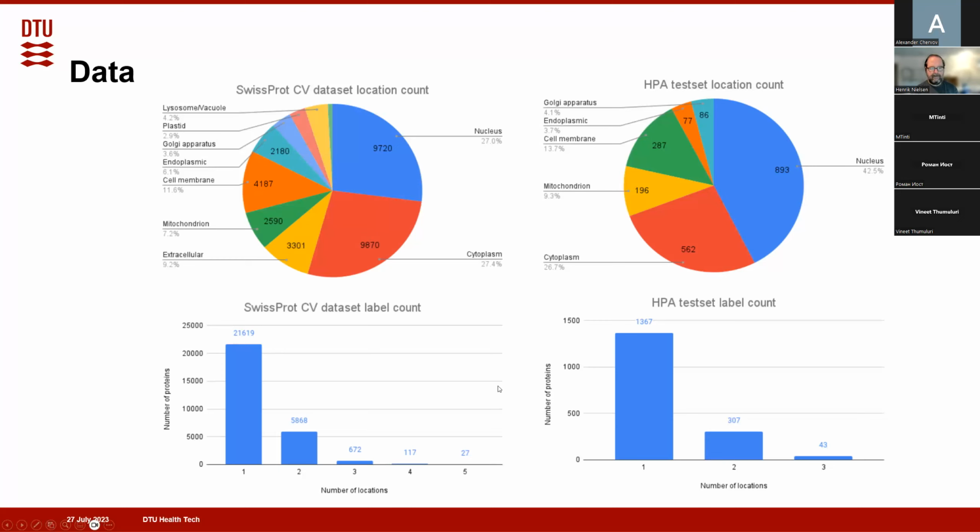At the bottom, you can see how many proteins had multiple locations. In the SwissProt dataset, there were examples of proteins with up to 5 locations, but they were really rare. And in the HPA dataset, only proteins with up to 3 locations were found.